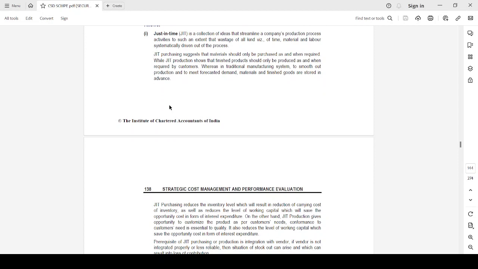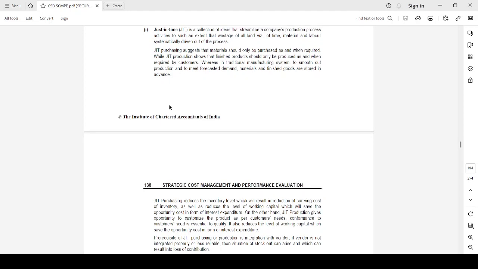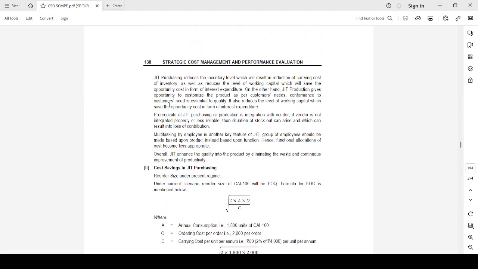Whereas in the traditional manufacturing system, to smooth out the production and to meet the forecasted demand, we used to produce in bulk and store it in advance. Okay, JIT purchasing reduces all inventory, which results in reduction of carrying cost as well as the level of working capital required, and that savings in working capital amount will lead to savings in interest cost. Okay, on the other hand, JIT production gives us an opportunity to customize the products.